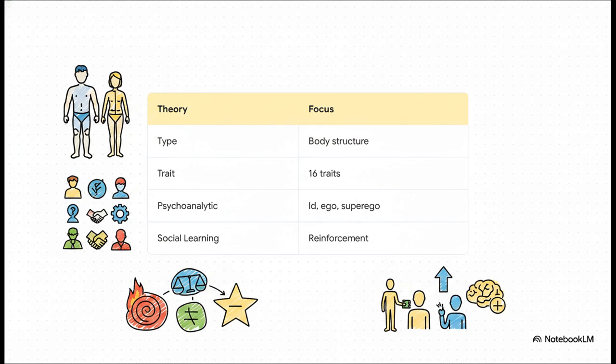Then, of course, there's Freud's classic psychoanalytic theory, breaking the mind down into the id, ego, and superego. And finally, social learning theory. This one focuses entirely on how we learn simply by observing others and getting real-time reinforcement. Each theory gives us a totally different lens to view that one coworker who insists on replying all to the company-wide memos.